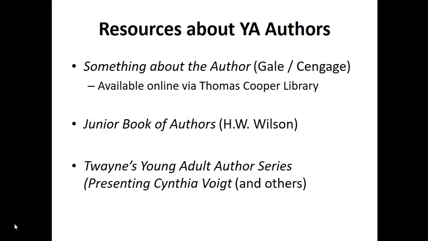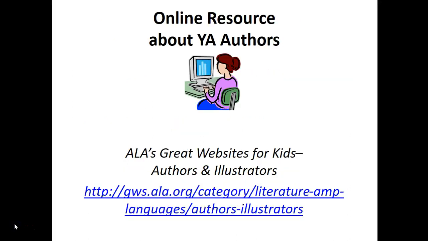If you're trying to help teachers or help yourself do research on young adult authors, look in the Something About the Author database available online through Thomas Cooper Library, the Junior Book of Authors from H.W. Wilson, and the Twayne's Young Adult Author Series, which is a series of published books from Gale Cengage. Twayne is part of that Gale Cengage group, by the way. And those are published books that you can purchase for a library if you have somebody doing author studies in your school.